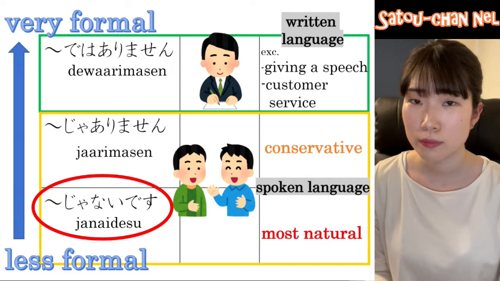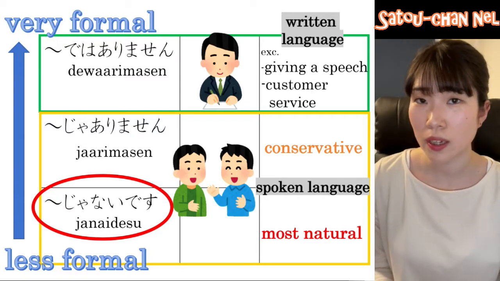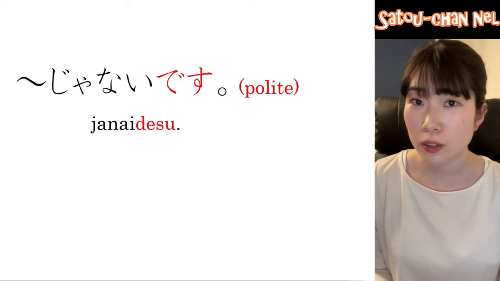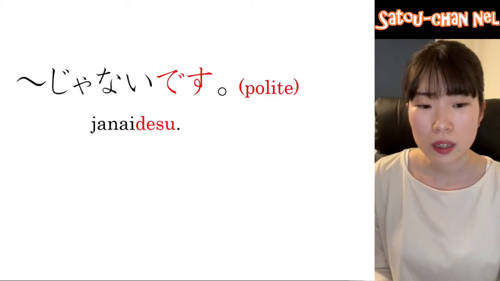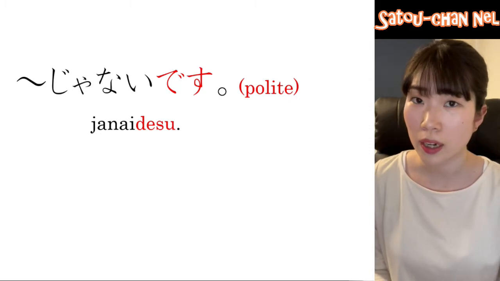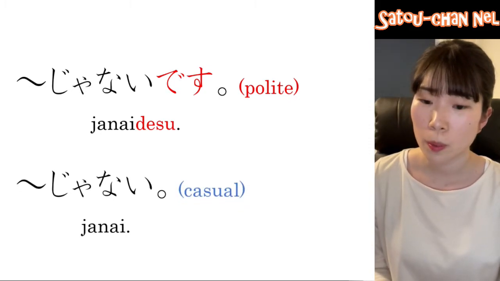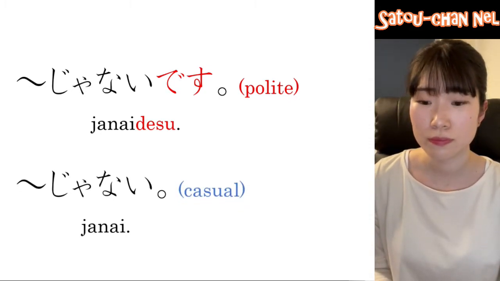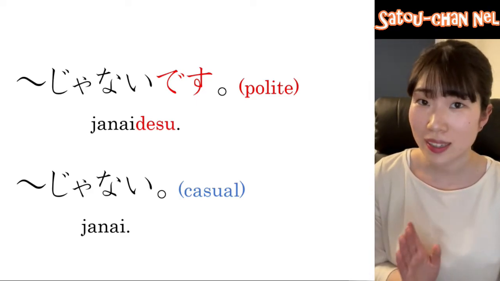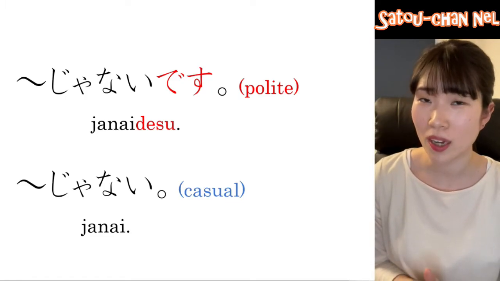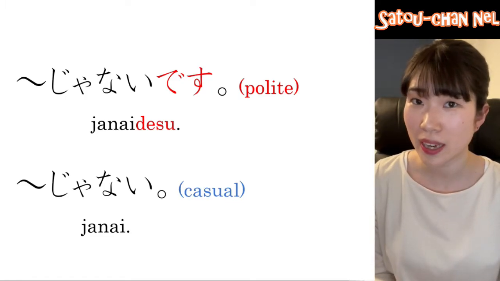form. It sounds more natural than other two. People tend to use じゃないです because it's easier to pronounce, and we can easily make a casual sentence by dropping です。じゃないです is polite, but じゃない is casual. That's the end of the explanation about 3 ways to negate.